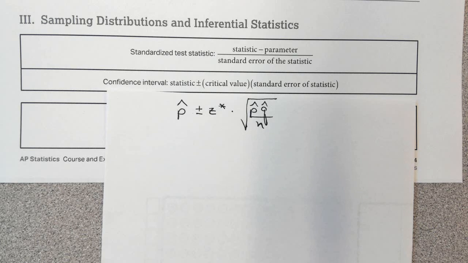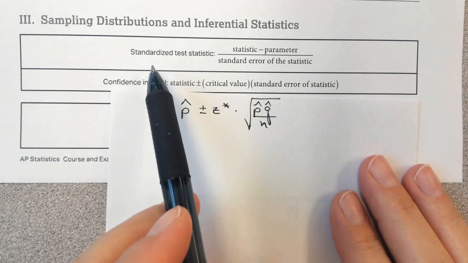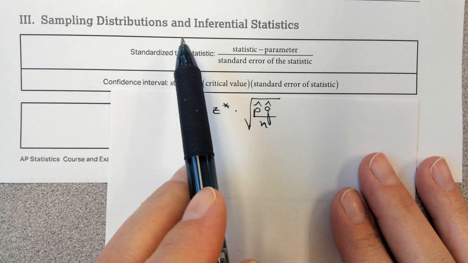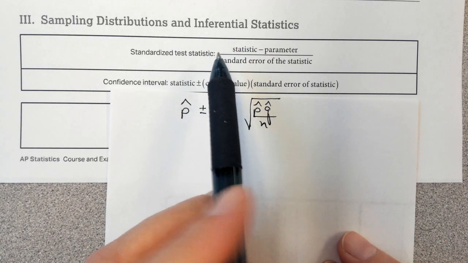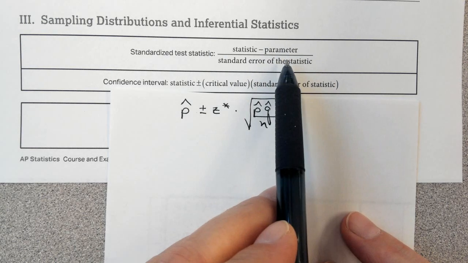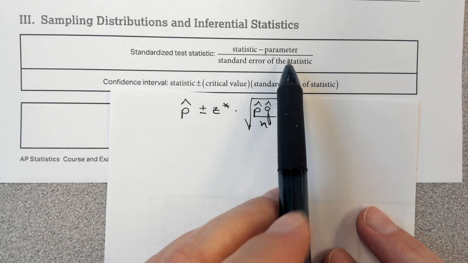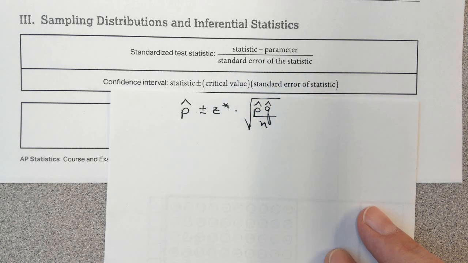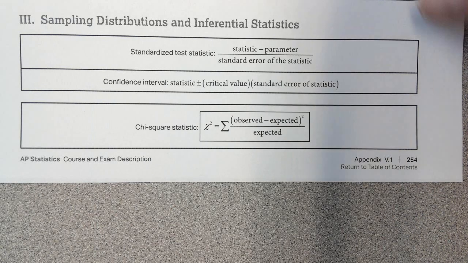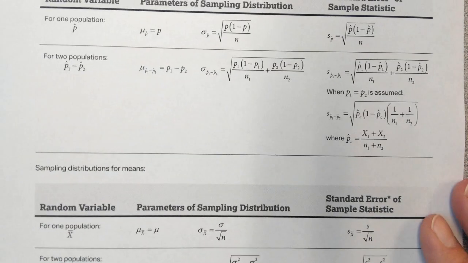And the only thing that changes when you start looking at 2 p hats and 2 p's instead of 1 is that in your standardized test statistic, your z-score, your statistic is actually the difference in 2 p hats, and your parameter is the difference between 2 p's from the population. And the standard error formula has to grow into the standard error formula for 2 proportions. And that handy dandy formula just so happens to be in the formula book.